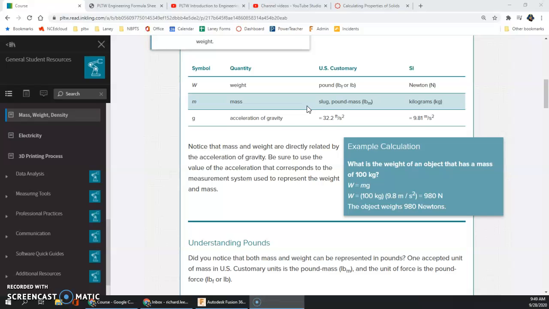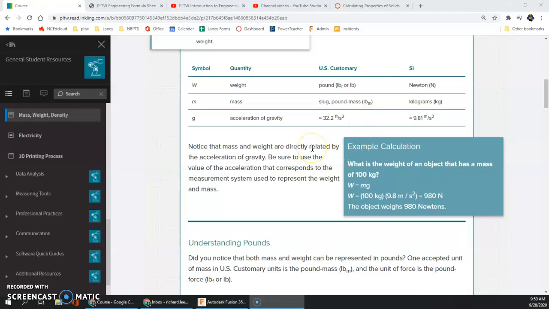It's called the slug. So if I weighed 100 kilograms and I was converting from metric to standard, I would convert to slugs to be technically correct. If I was converting my weight to metric, I should convert it to newtons to be technically correct. There is a conversion to go from pounds to kilograms, but we'll discuss that later.